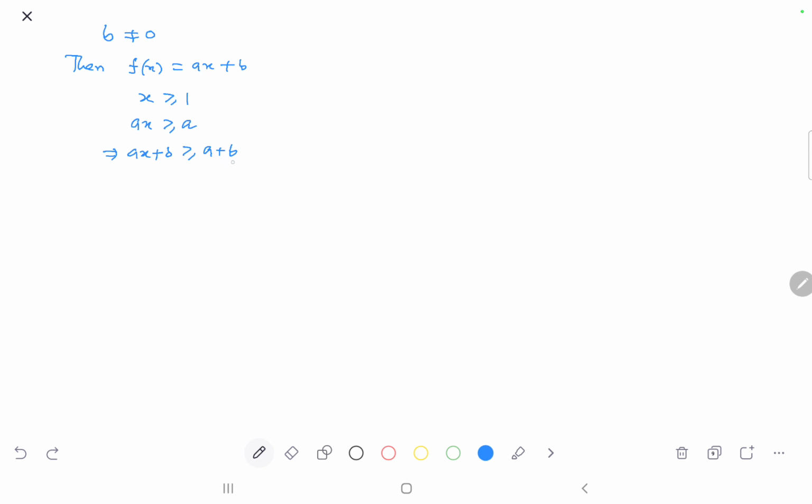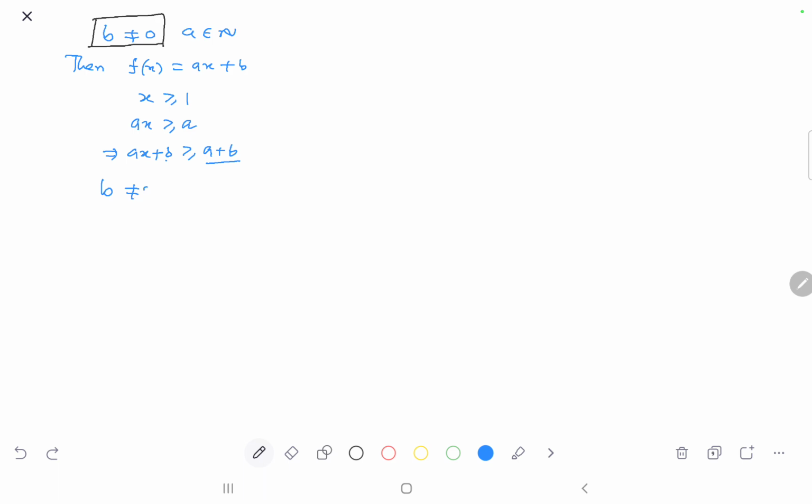Now, look at this. Yeah, please tell me. Can you repeat? Yeah, sure. See, what do we assume here? We assume b not equal to 0. Now, we have the condition b not equal to 0 and a a natural number. The formula is this. X takes natural numbers, so x is greater than or equal to 1. So ax is greater than or equal to a. So ax plus b is greater than or equal to a plus b.